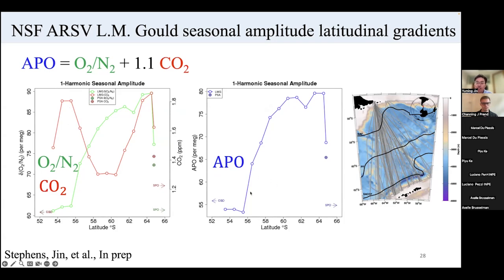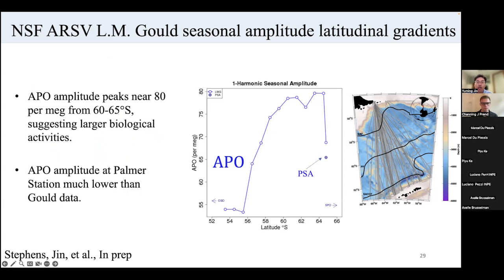But combining oxygen, nitrogen, and CO2 allows us to really resolve the latitudinal change of the APO seasonal amplitude, which tells us the magnitude of ocean metabolic activities within this 10-degree narrow band of Drake Passage. So you can see the APO amplitude increasing with latitude, suggesting stronger biological activities at higher latitude.